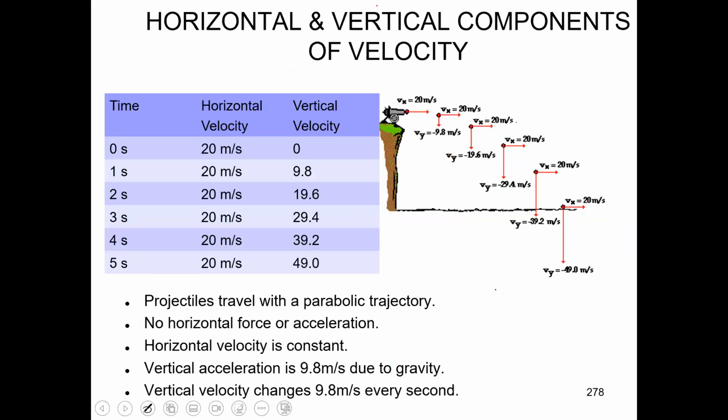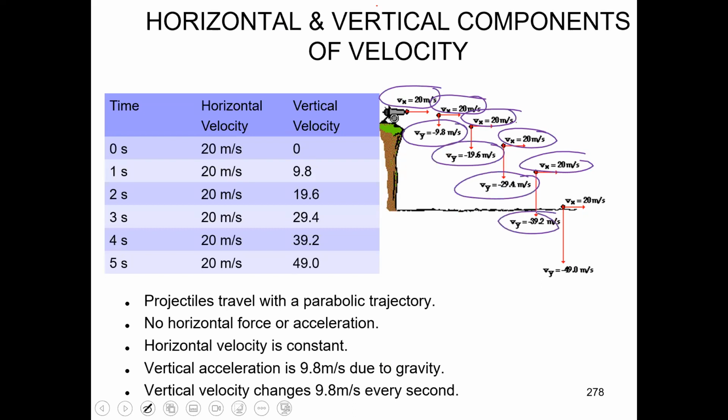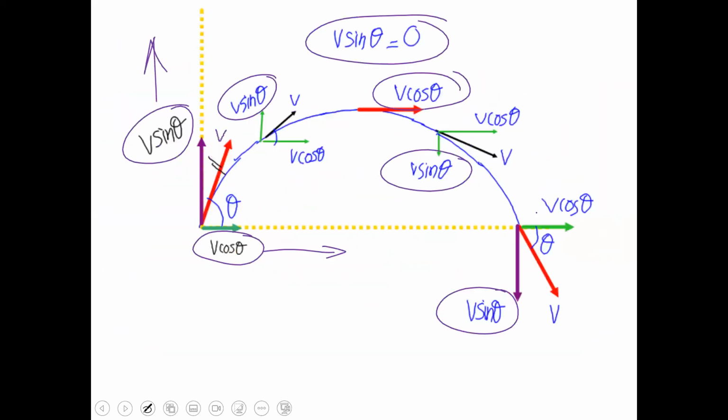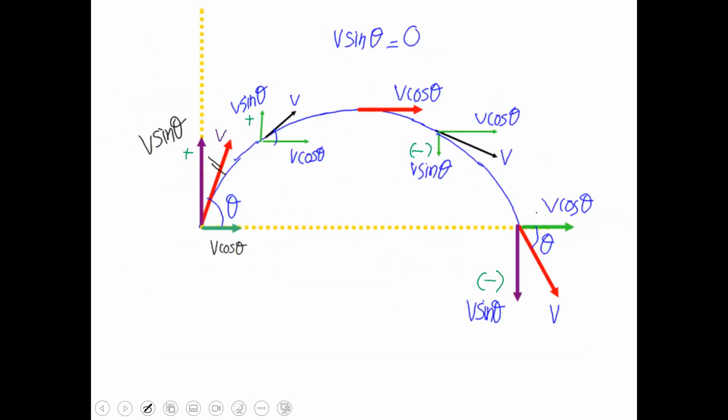Look at this screen. The horizontal component of velocity is not changing, but the vertical component of velocity is changing. This is the idea that the vertical component changes. Now you have to copy this diagram.